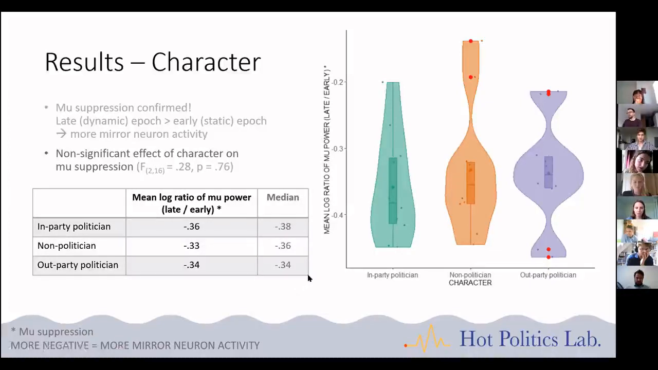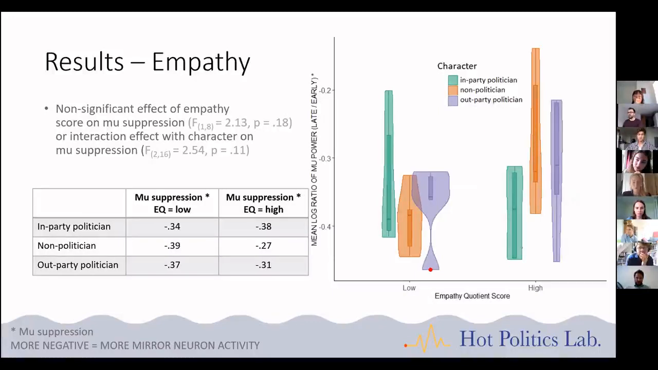Then for the empathy, we took the empathy scores after the experiment, and we included that in the analysis as well. I divided the subjects into a low empathy quotient score group and a high empathy quotient score group. This also did not result in a significant effect of empathy score on mu suppression, as you can see over here, or an interaction effect with character on mu suppression. Yet I would like to mention that for those who scored high on the empathy quotient, there is some tendency that they show more mu suppression towards in-party politicians, the green graph, compared to the non-politicians or the out-party politicians, as is also indicated in this table over here.